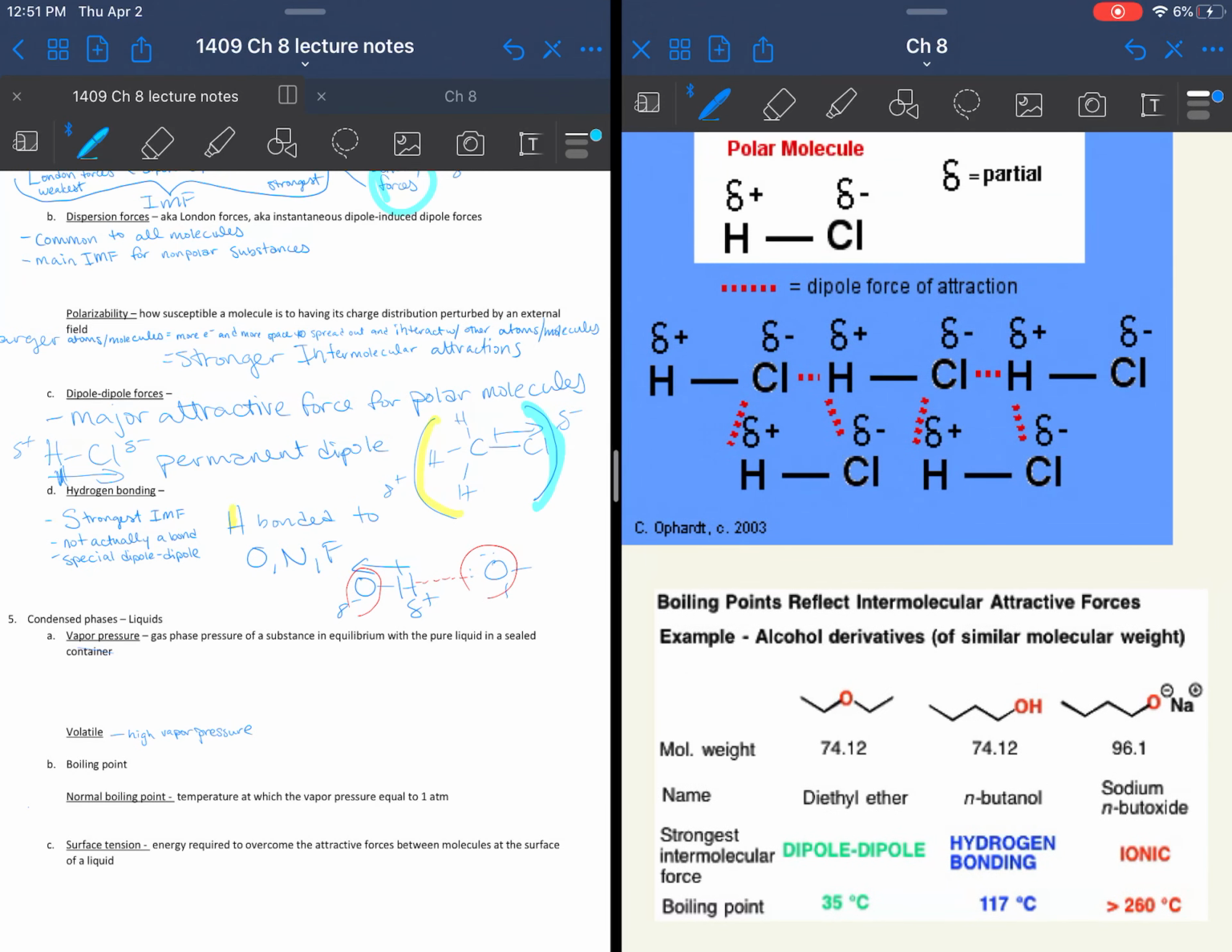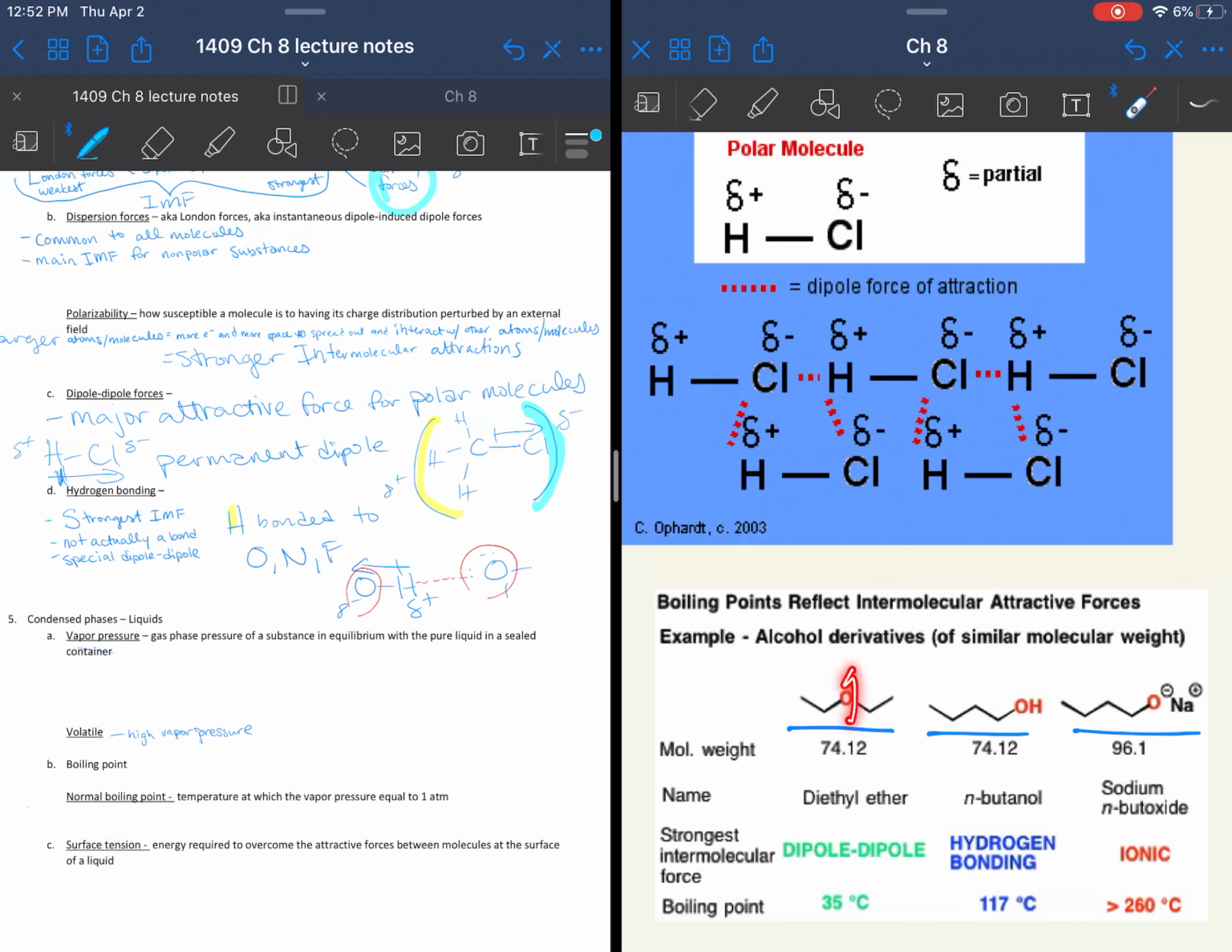So from there, let's look at a comparison. All right, we know that hydrogen bonding is the strongest, dipole-dipole next, and then London forces. And we know that they're all weaker than an actual bond. So if we compare diethyl ether, butanol, and this ionic salt, we should be able to accurately predict the order of the boiling points, right?